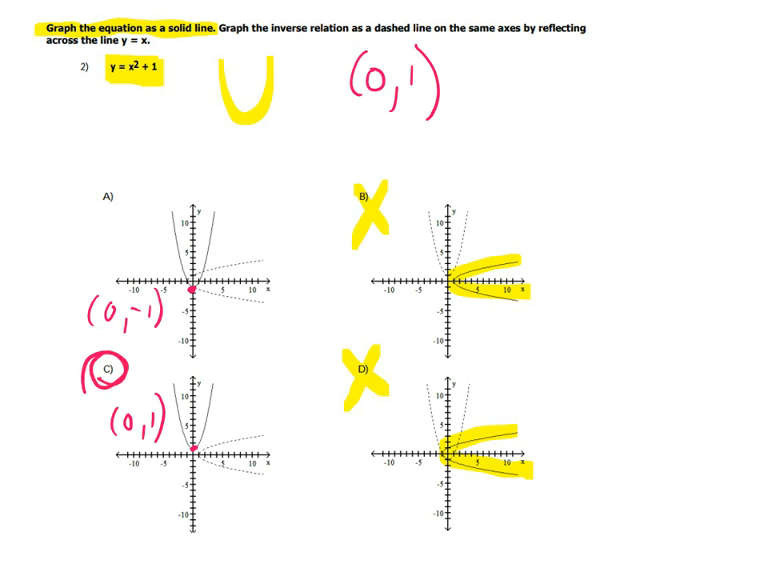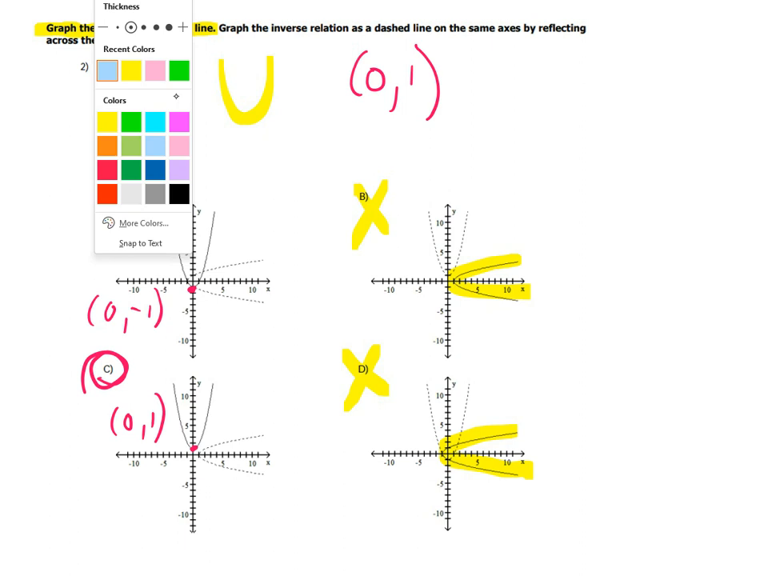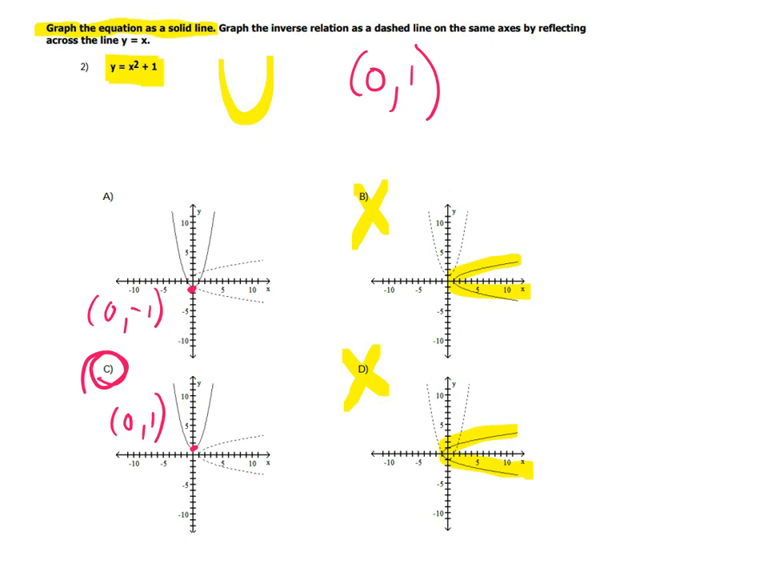And then, of course, the inverse would be when you reverse the x's and y's. So you'd have x equals y squared plus 1. And that's simply going to be a sideways parabola. And you can see that this one goes through 1, 0 right there. So, you know, because I have to be consistent with my colors here, here's the solid one right there. So it's C. Hope that makes sense.